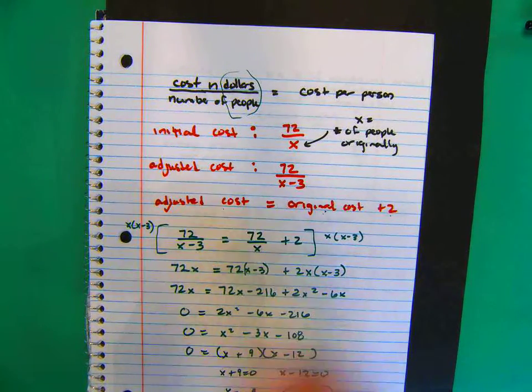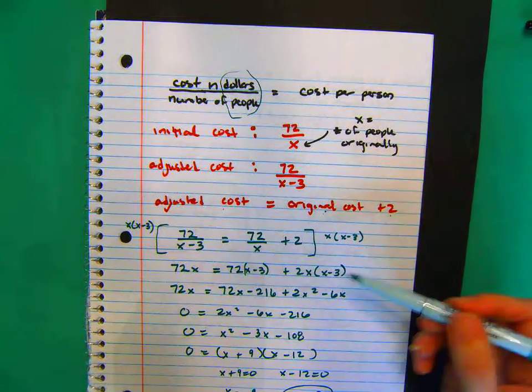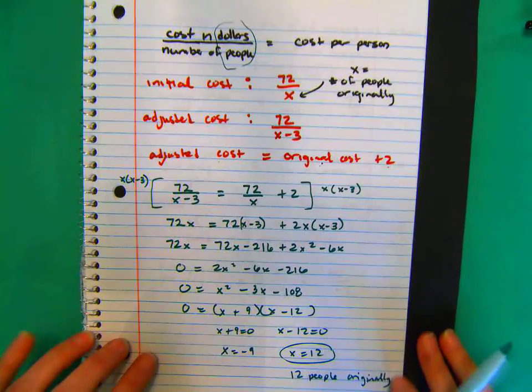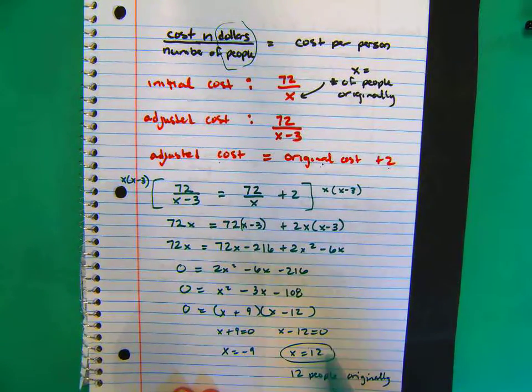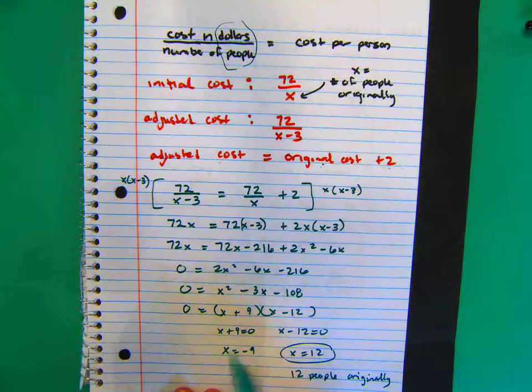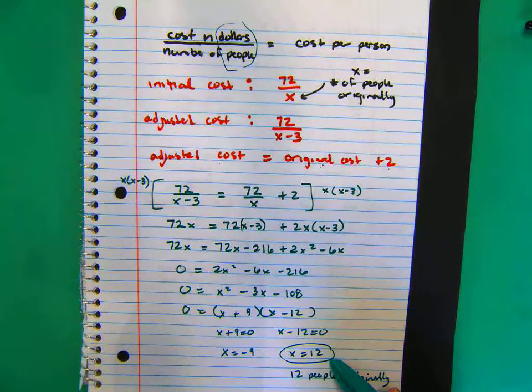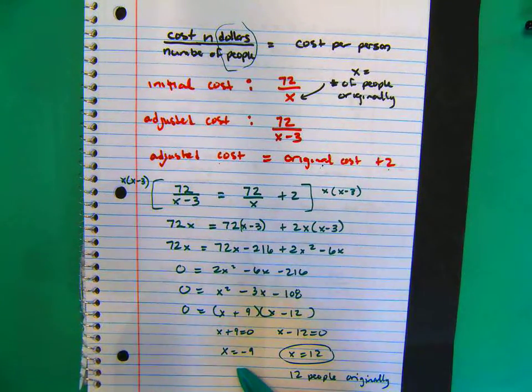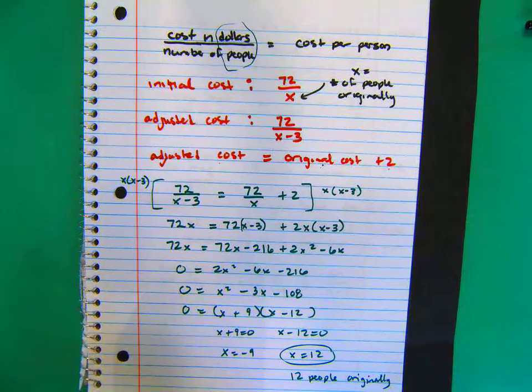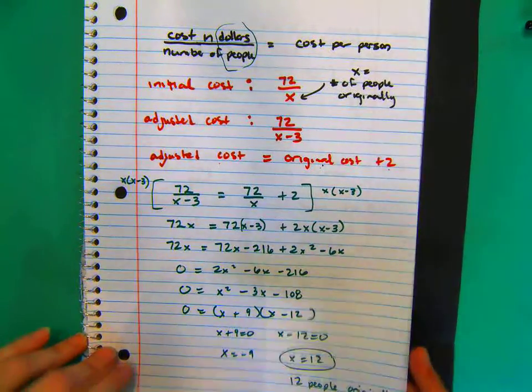There it is. Then I cleared the fractions and did this. Now, this one got kind of messy as I went, but eventually I factored and was able to get -9 and 12. 12 really is the only answer that makes sense here. There's probably not -9, even though you might think your friends are kind of negative people. We would not take -9 as an answer. 12 people originally is what we're there, and it went down to only 9.